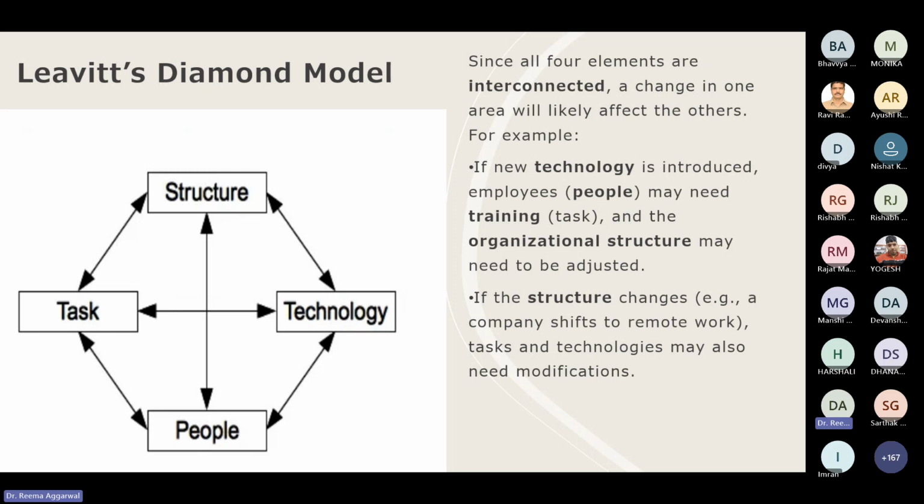So for example, if you are introducing a new technology, employees need to be given training. Training is a task that will be introduced in the organization. Employees, the people who will have to take the training, and the organization structure will also have to change to adjust to this change. Is the basic model clear?